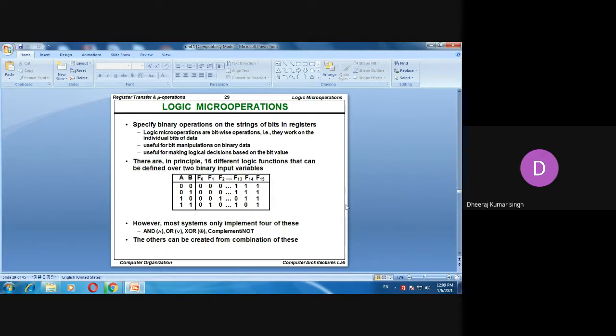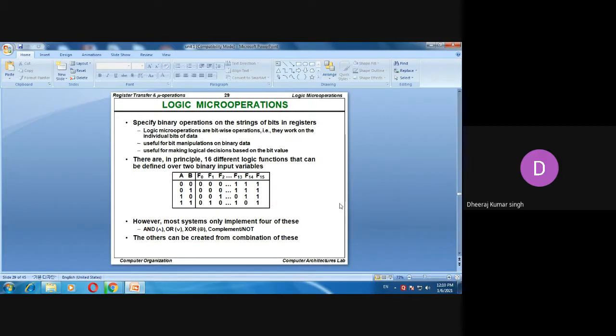Again, I am repeating that when we talk about 16 operations that can occur on two binary variables, what micro operations are performed on them? The basic micro operations are generated by using four basic operations: the AND operation, OR operation, exclusive OR operation, and the complement operation, that is the NOT operator. So these four operations basically perform the 16 operations.